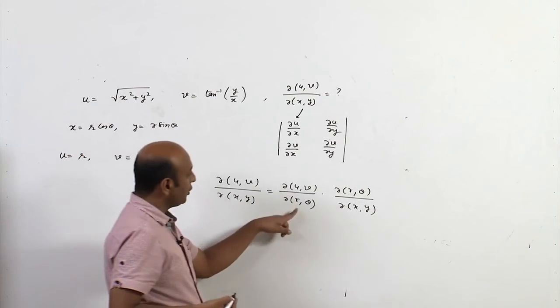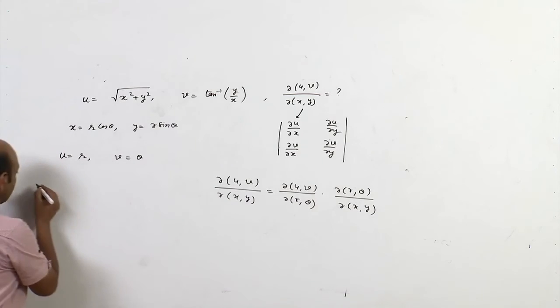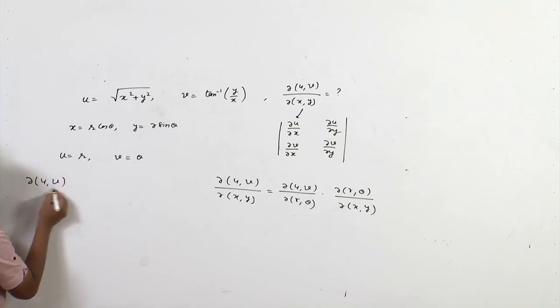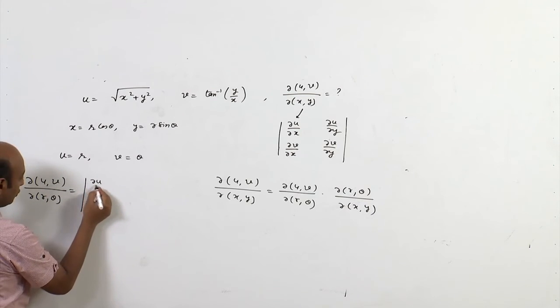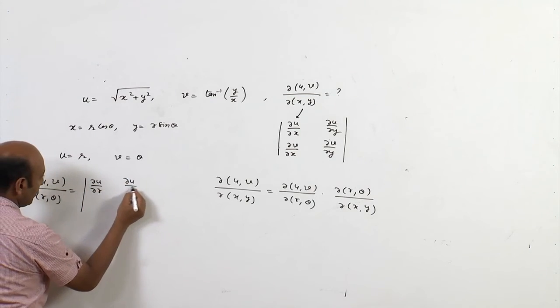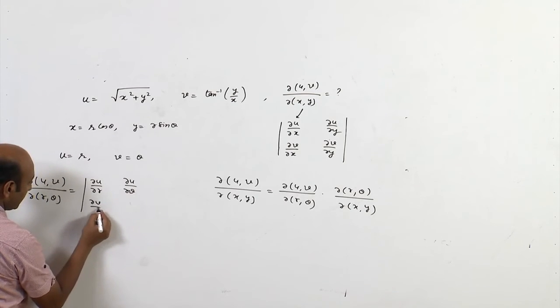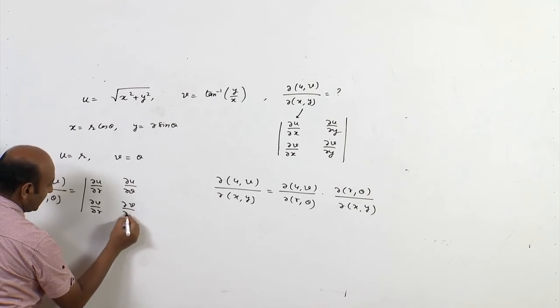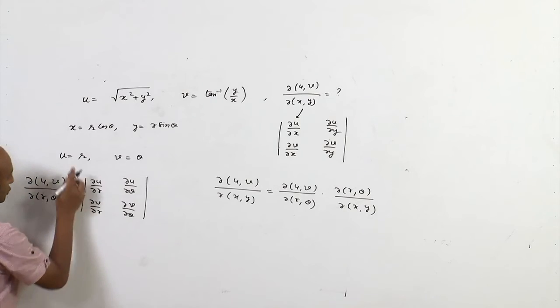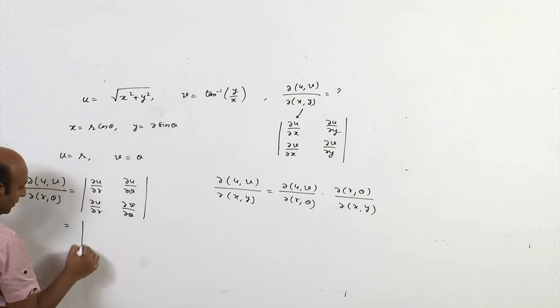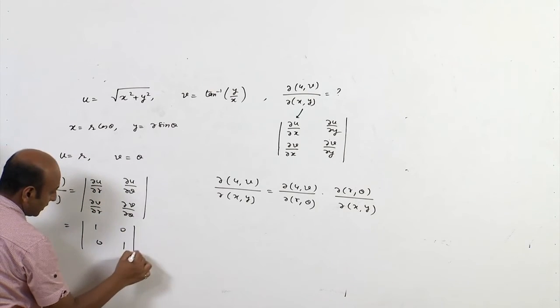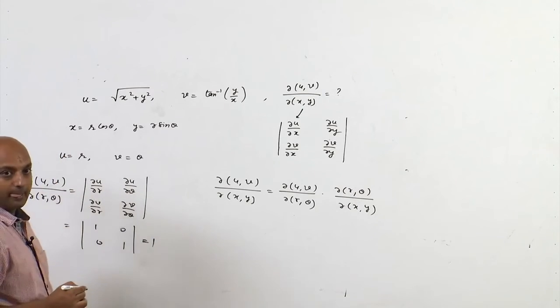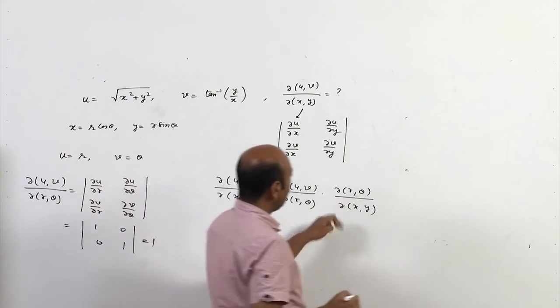Now, what is del(u,v) upon del(r,theta)? It is the determinant of del u upon del r, del u upon del theta, del v upon del r and del v upon del theta, which, because u equals r and v equals theta, is the determinant of 1 0 0 1, and it is 1.